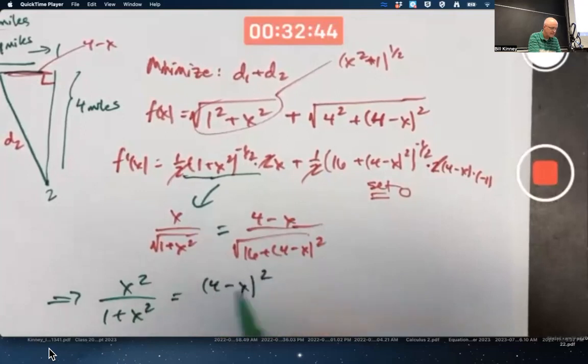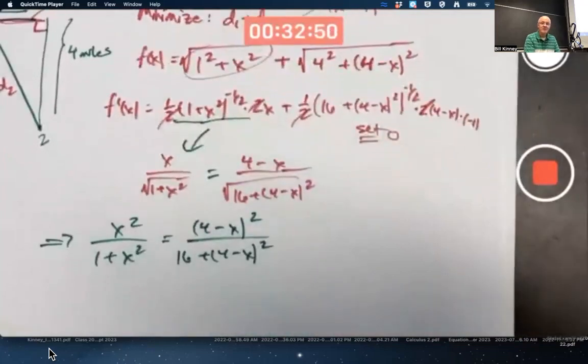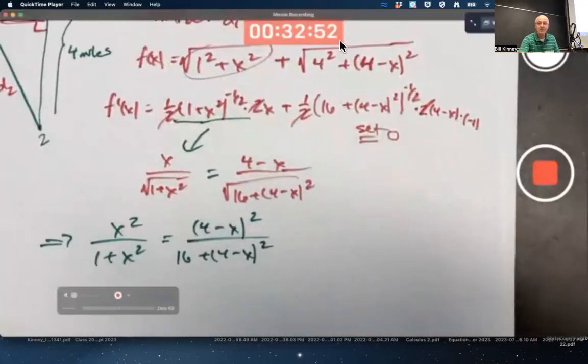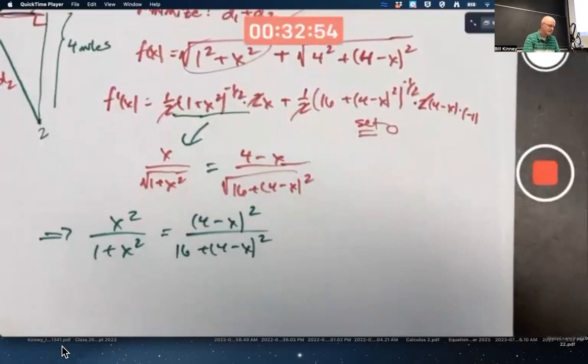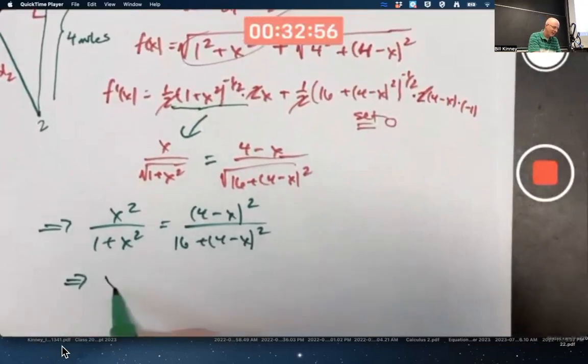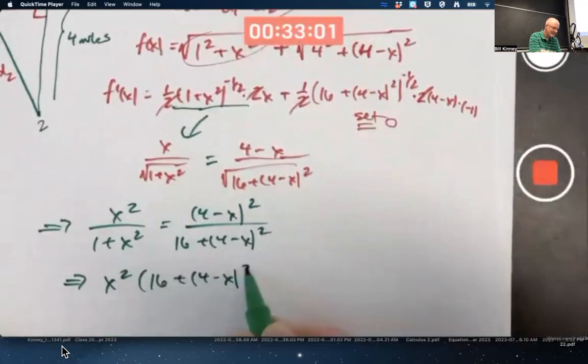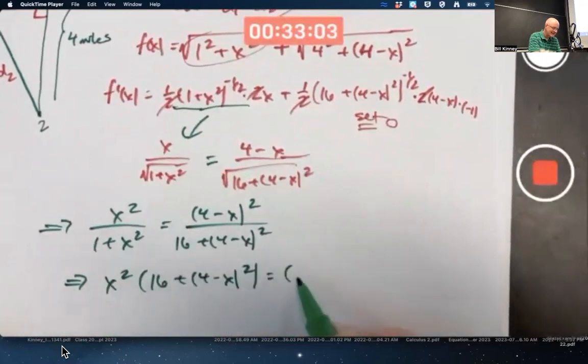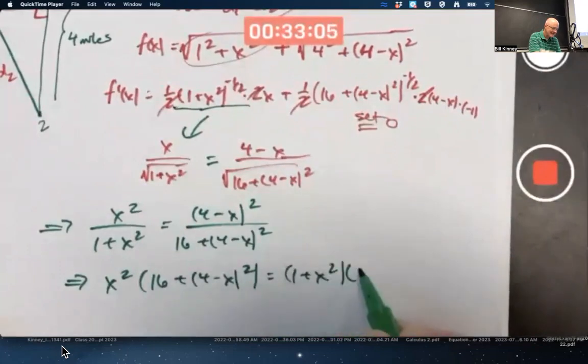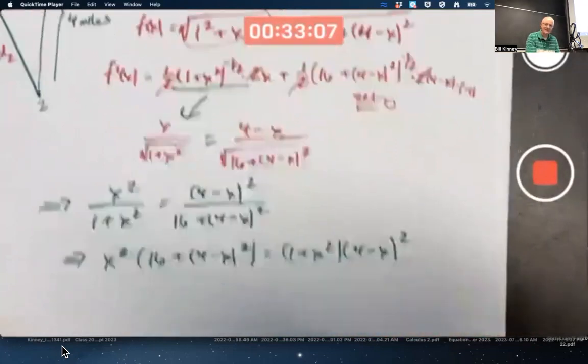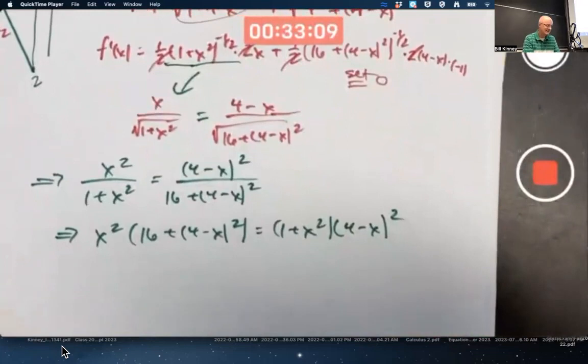And again, I could expand (4 minus x) squared, but maybe it's better not to. Now cross multiply. We'll get a fourth degree equation. Doesn't sound so pleasant. Is it still solvable? That's hard to say.